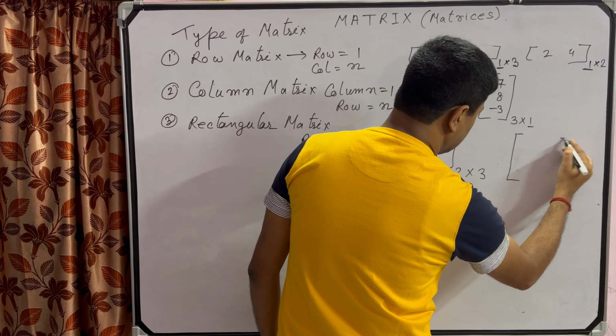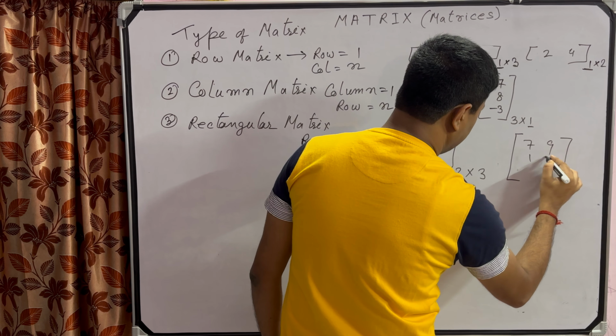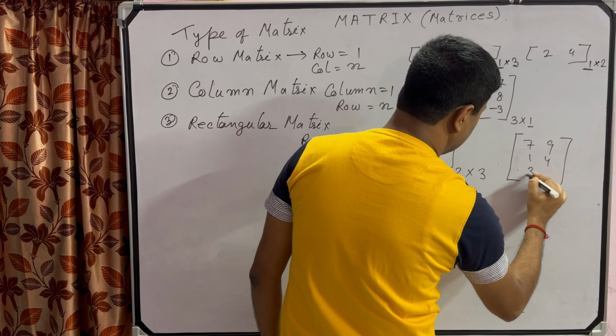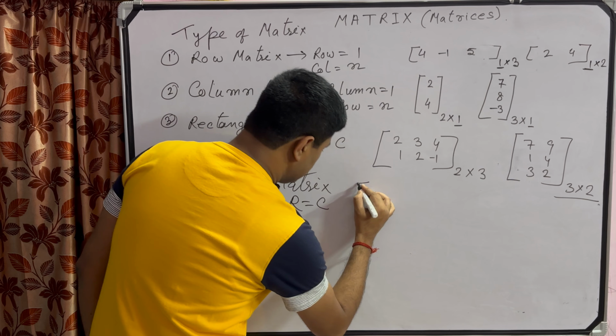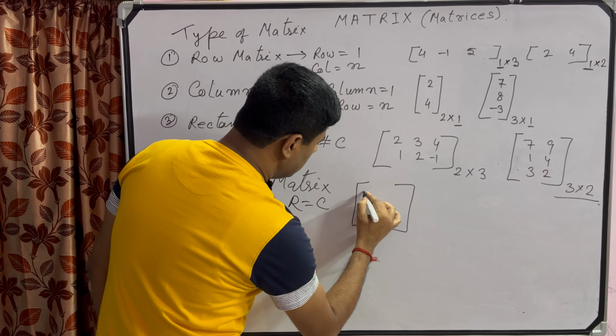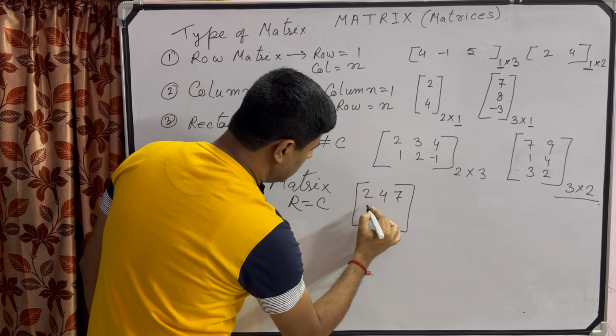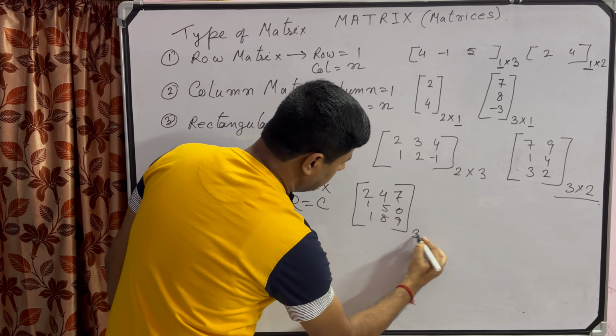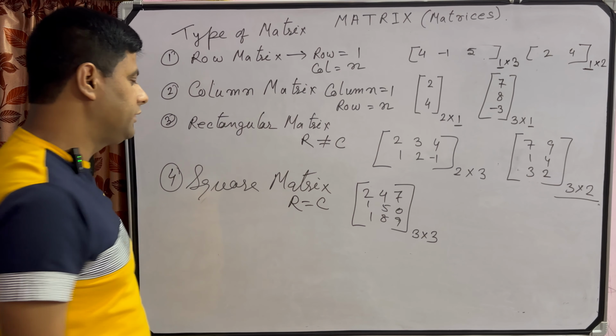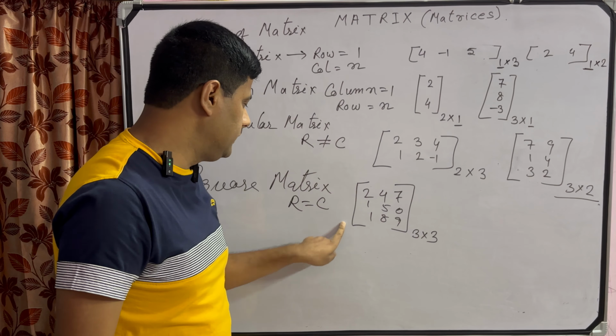It can be 7, 9, 1, 4, 3, 2. So this is 3 cross 2. This is also a rectangular matrix. A matrix is said to be a square matrix if the number of rows is equal to the number of columns. What does it mean? Whatever the number of rows, the same must be the number of columns. So 1, 5, 0, 1, 8, 9. See, it is 3 cross 3. This means the number of rows is 3 and the number of columns is also 3.